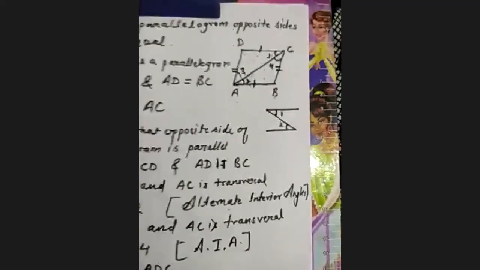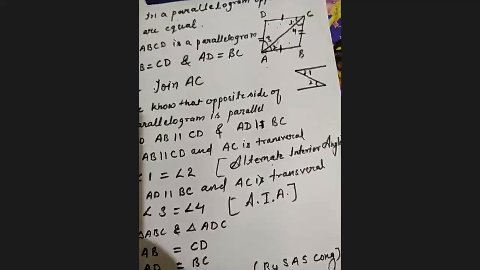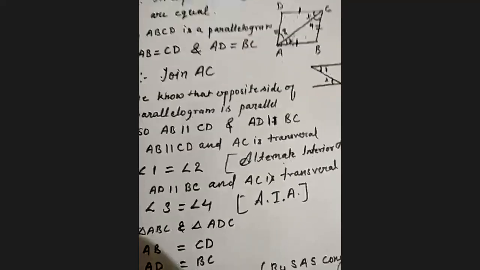Okay children, in this way there is another good theorem given here. The third theorem: if each pair of opposite sides of a quadrilateral is equal, then it is a parallelogram. Just the converse. So here we prove that if opposite sides are equal, then it is a parallelogram. You have to prove it.